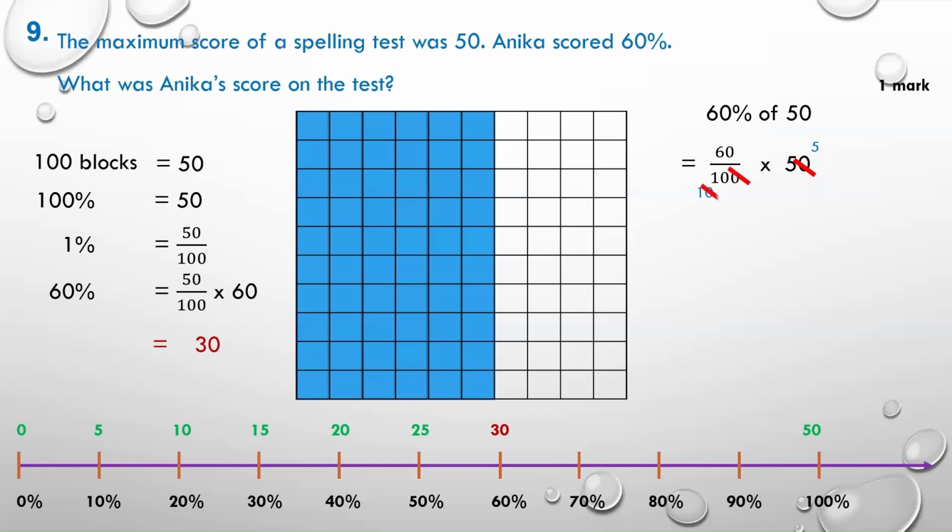10 into 10 is 1. So 10 into 60 is 6. As such, we're left with 1 below, which is fine, and 6 5s are 30. So Anika got 30 marks out of 50 in the spelling test, which is 60% of the marks.